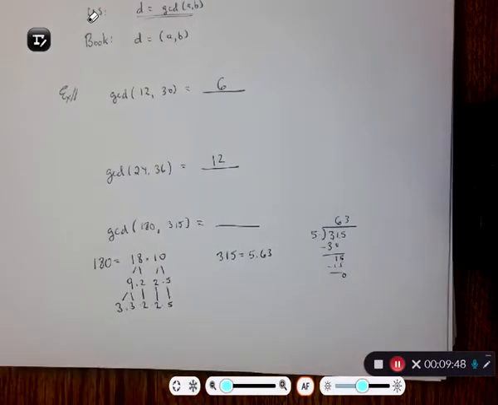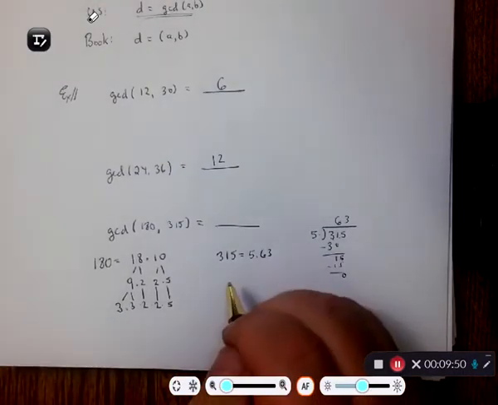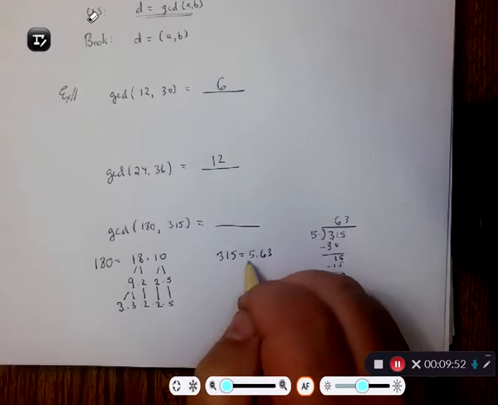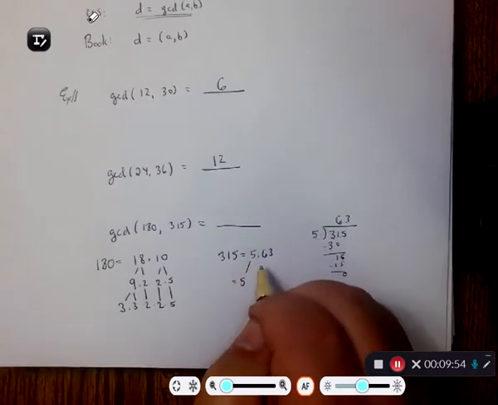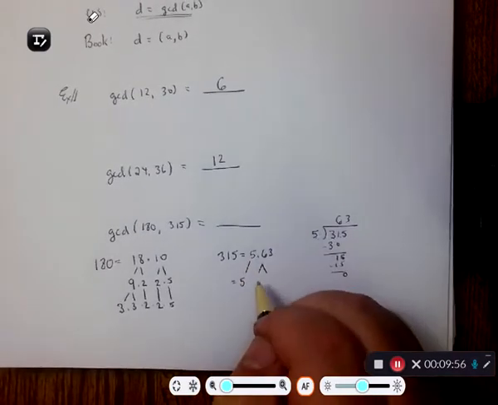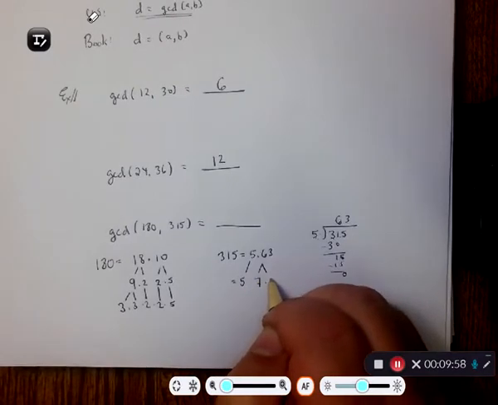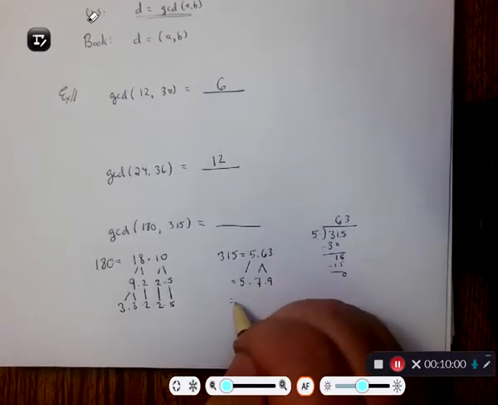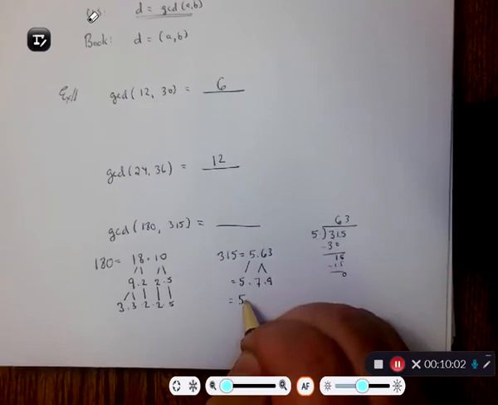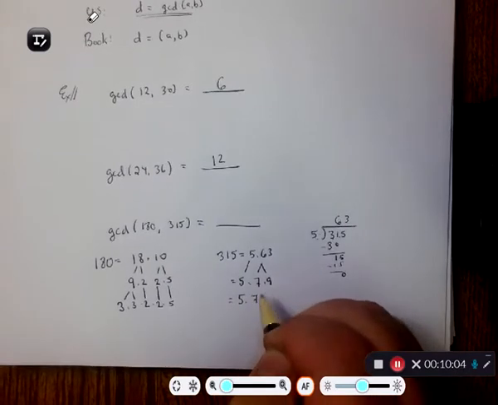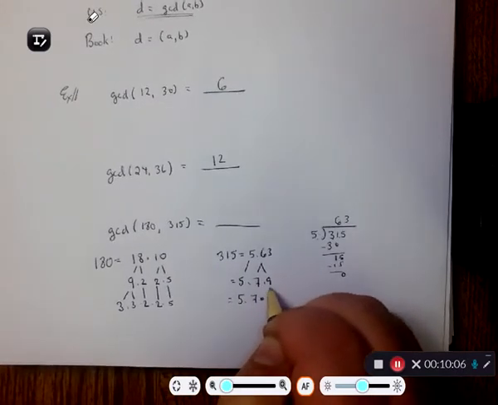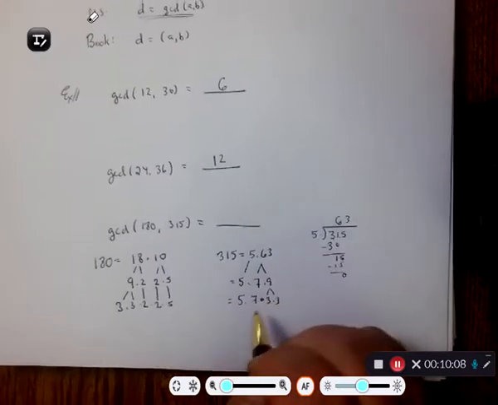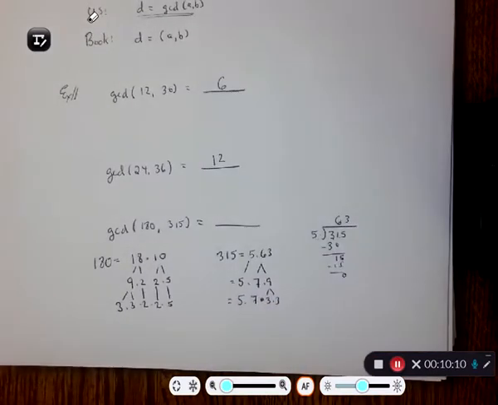Now, we want to sit there and factor out what 63 is, because 5 is prime, so leave that 5 right there. Now 63. What times what is 63? That would be 7 times 9 is 63. Factors we know. So that would be 5 times 7. 7 is prime, but 9 can be broken up into 3 times 3. And so my prime factorization for 315 is 5 times 7 times 3 times 3.